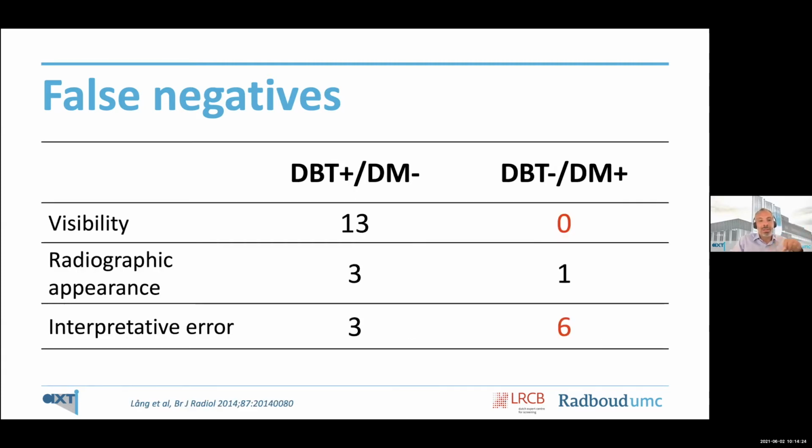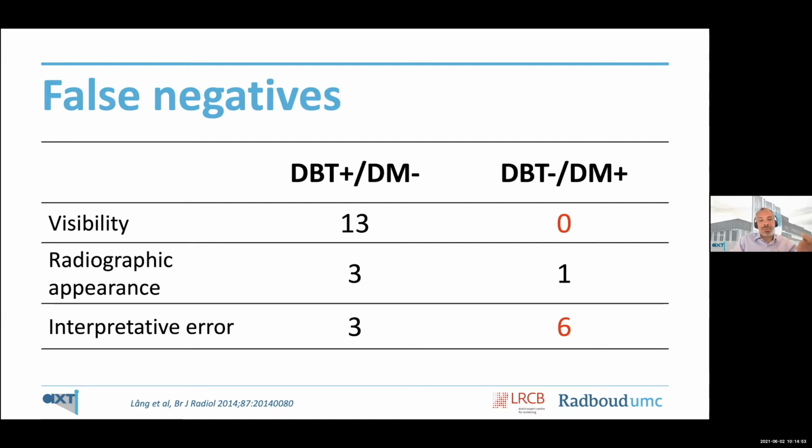There's another study from the group in Malmö in Sweden. They went back and looked, from an ROC study in which they compared DBT and mammo, at all the false negatives in tomosynthesis. And of course, there were fewer false negatives for tomo than mammography. We expected that. But the interesting thing, as I show you here, is that most of them, 6 out of 7, were actually interpretation errors.